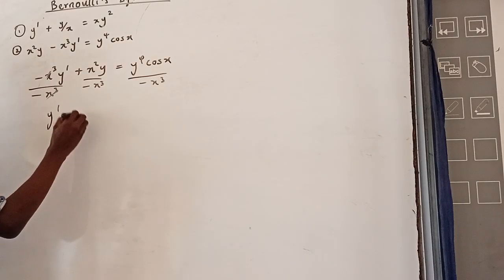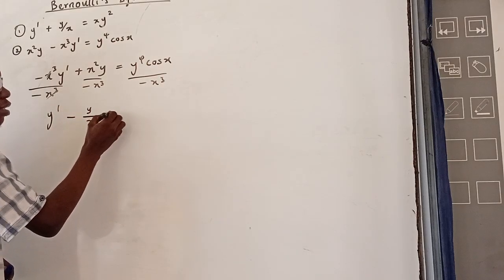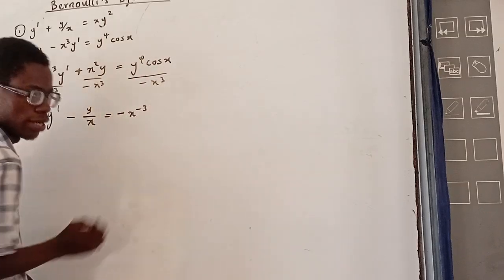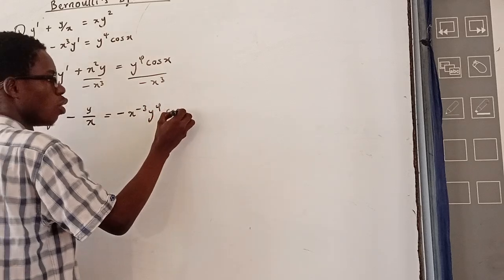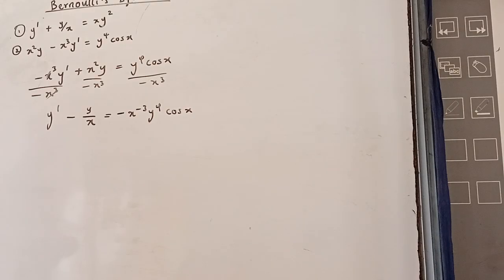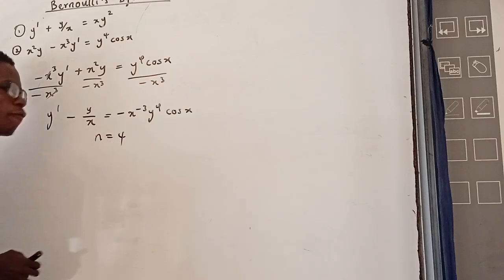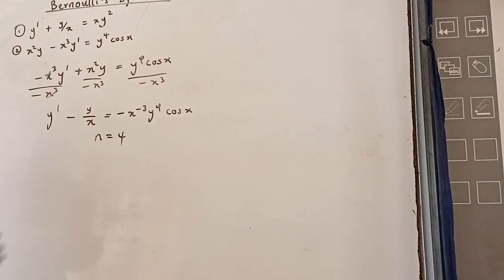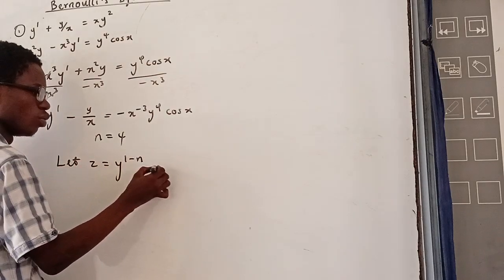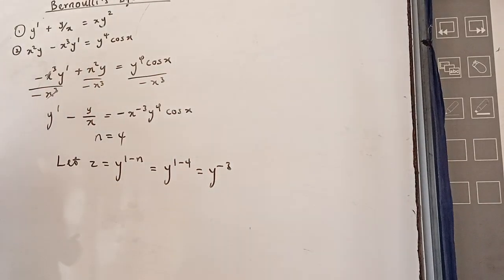So we have y prime minus x squared will cancel this one out. So we are left with y over x equals to what? Minus x cubed, I can bring it up and say x to the minus 3, right? Yes. Y raised to power 4 cos x. So this is now looking like a Bernoulli equation. And y raised to power 4, this is y raised to power n, which means our n equals 4. So we say let z equal y raised to power 1 minus n, which means y to the 1 minus 4, which is y to the minus 3. So this is our z.